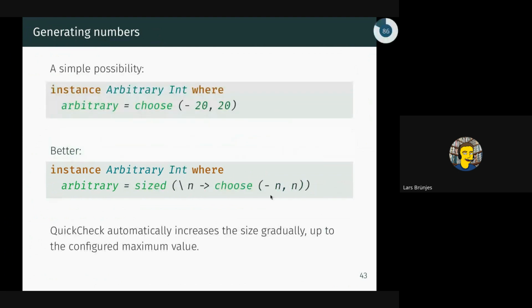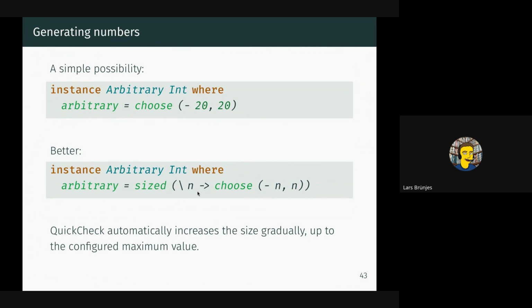Now for int, one way would be to implement it something like this: to give an arbitrary int, just pick randomly between -20 and 20. But of course, that's a bit limited. We also want larger ones. So the actual implementation in the library is something like this, using the size. Very similar to the example I gave, except I had the 0 here. So the real generator also generates negative numbers.